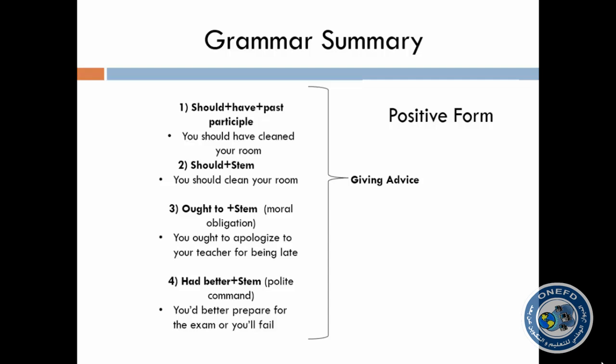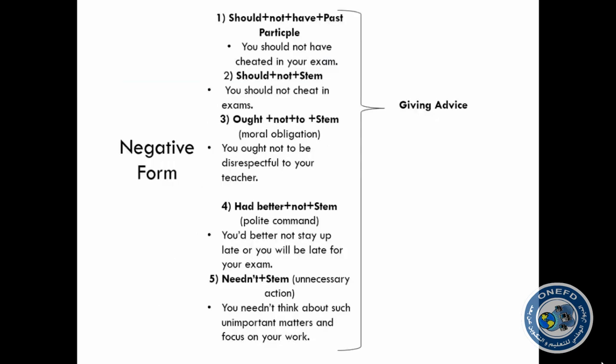So let's take a look at their negative forms. Should plus not plus have plus past participle, like the example: You should not have cheated in your exam. Second, should plus not plus stem, like the example: You should not cheat in exams. 3, ought plus not plus to plus stem.